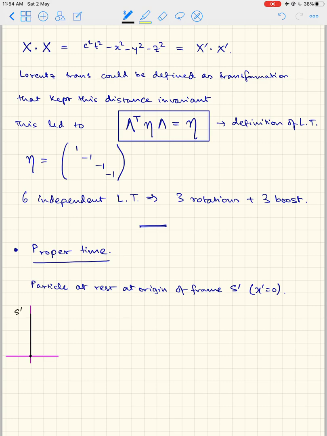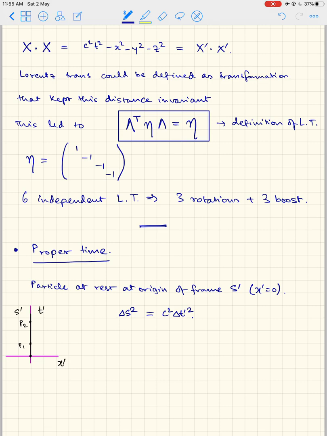So consider the distance between any two points on this world line. If this is point 1, let's say P1, and this is P2. This is T prime, this is X prime. So the particle is at rest, so it just travels along T prime. So the distance is given by delta S squared is just C squared delta T prime squared, right?